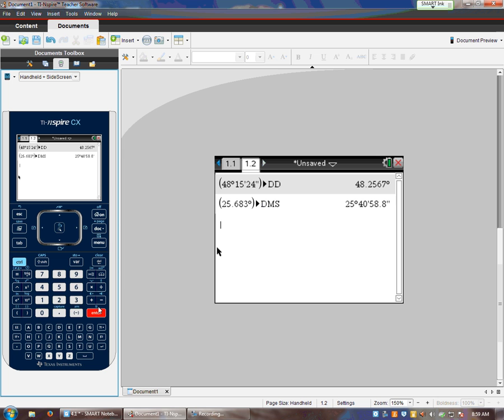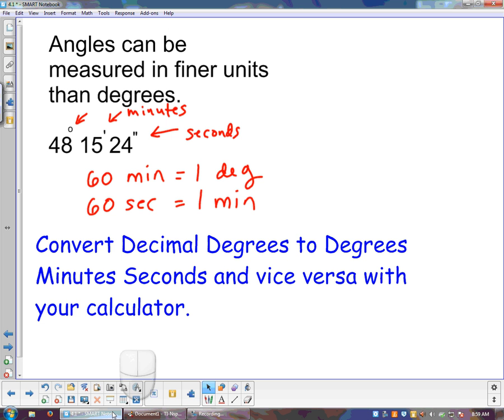It's 25 degrees, 40 minutes, and 58.8 seconds. All right, so that's how we convert very easily and quickly with our calculator. All right, so we've done that.